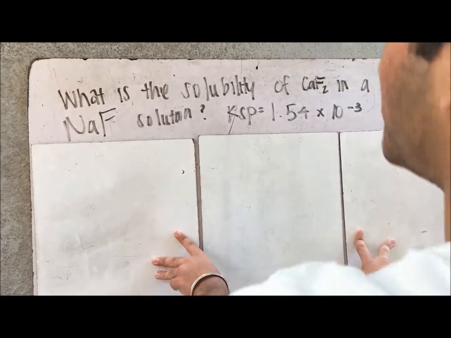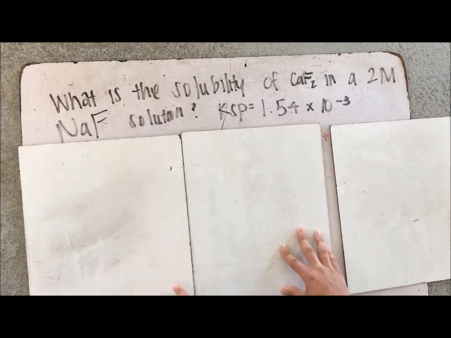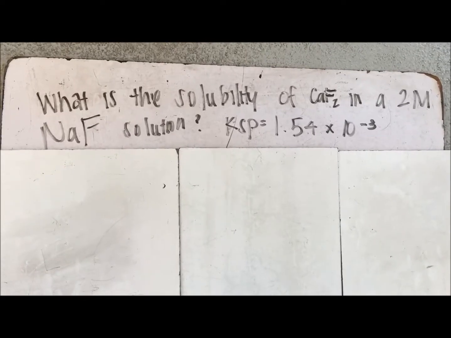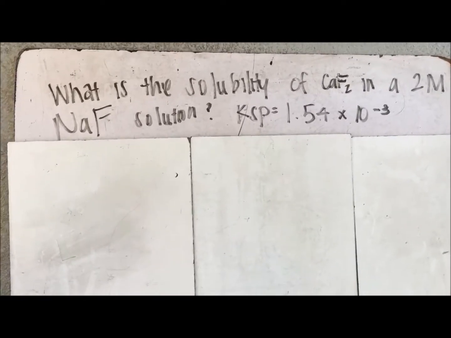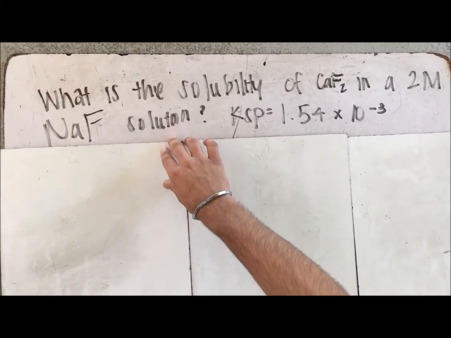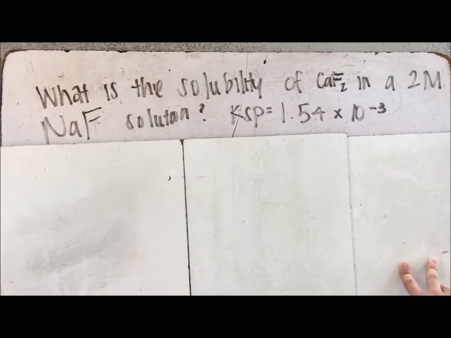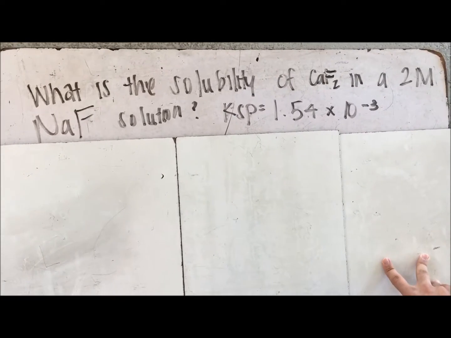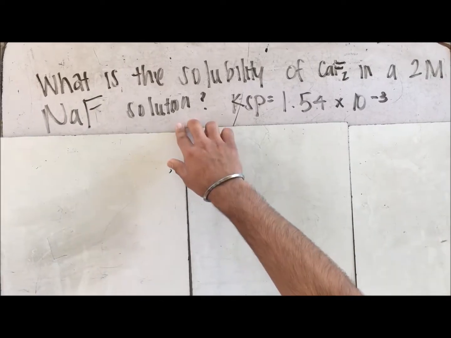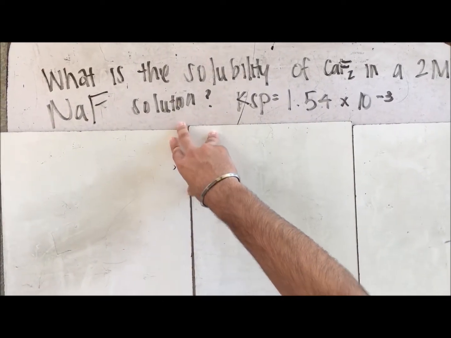Hello dear AP Chem students, welcome back to our second video on common ions: figuring out the solubility given the KSP of a solution in which you already have something else dissolved, a common ion. So this is your question: what is the solubility of calcium fluoride in a 2 molar NaF solution with the given KSP of 1.54 times 10 to the minus 3.